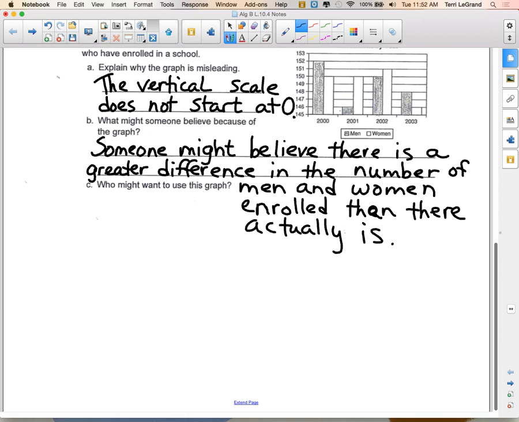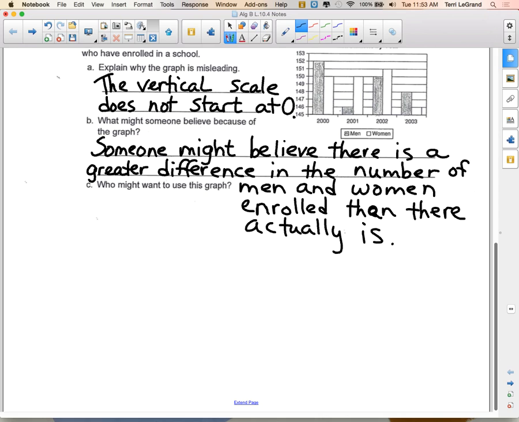So by looking at this, we might say, oh, you know what? There's quite a difference between the men and the women. No matter which year you look at, you kind of feel like, wow, I wonder why so much difference in that particular year. So who might want to use this graph? Why would somebody even do this? Who might want to use this?